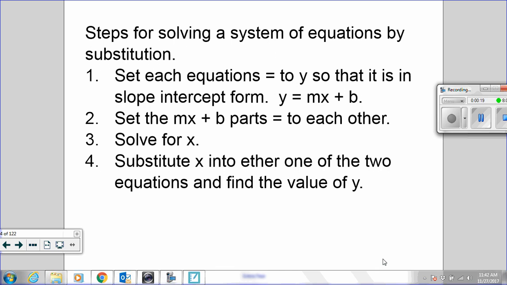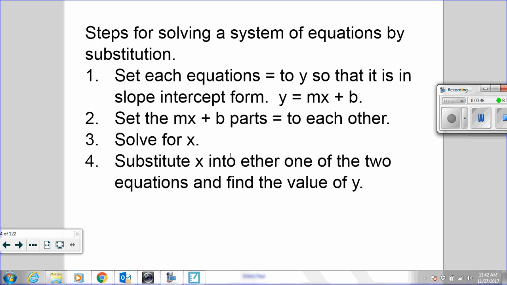Step one, set each equation equal to y so that it's in slope-intercept form. y is equal to mx plus b. Step two, set the mx plus b parts equal to each other. So you're going to take this part on the end, that slope that's multiplied times the x, plus the y-intercept, and set them equal to each other.